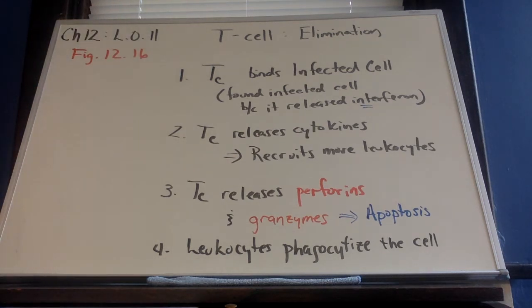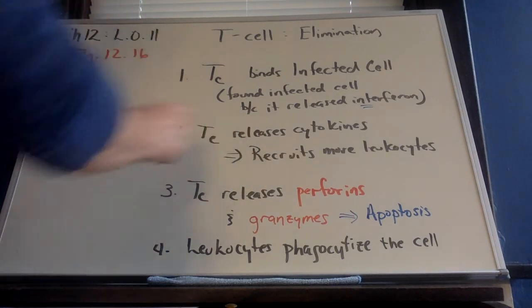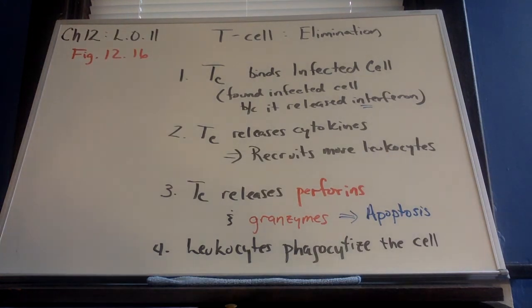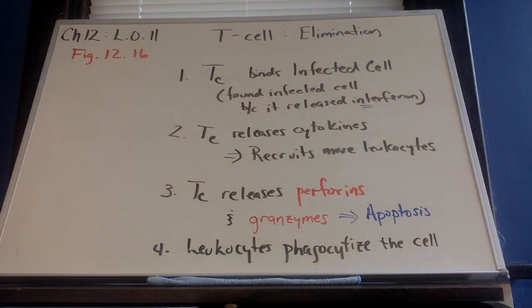So it makes a bind with our infected cell. Then the T cell, the T cytotoxic cell, releases a whole other set of cytokines, and then you see more leukocytes being recruited to the site. They happen to show macrophages and NK cells, but all different types of leukocytes can be recruited. That's one thing it's doing. So it's releasing some chemicals to recruit more cells.